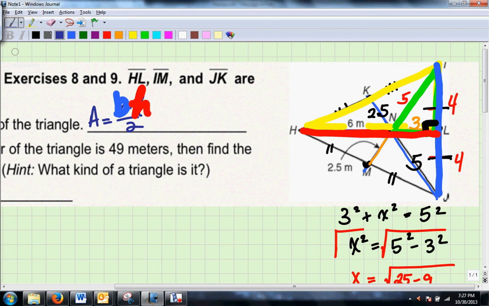So our base here is going to be 8, and our height is 6 plus 3, so that's going to be 9, divided by 2. That's 36. Let's check for units. Our units are meters, so it's meters squared.